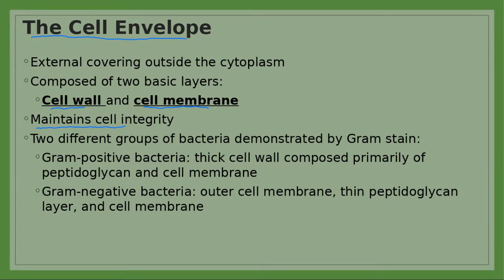There are two different groups of bacteria based on the cell wall. These are the two main groups of classification of bacteria. The first one is called the gram-positive bacteria. It has a very thick cell wall. The second group is called the gram-negative bacteria. It has a thinner cell wall. So those are the two main groups of bacteria based on their cell wall.